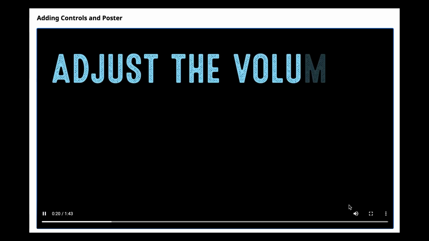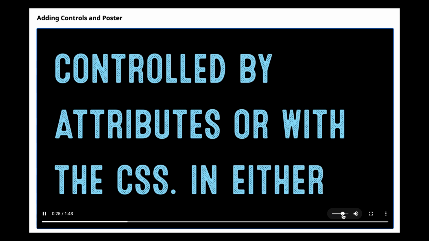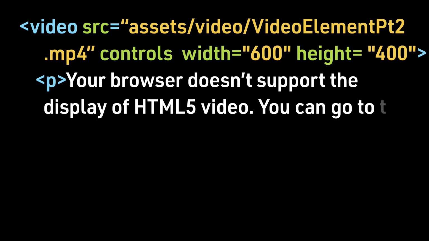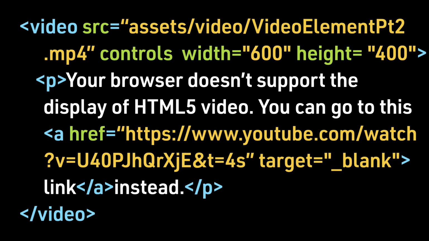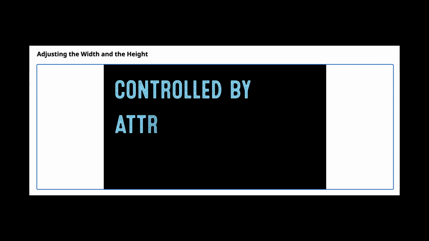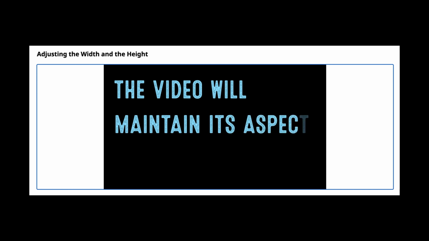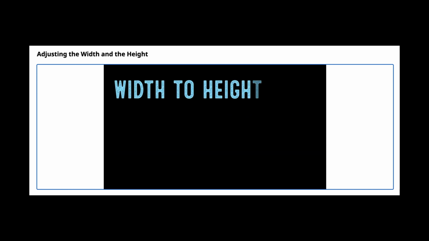The user must be able to start, stop, and adjust the volume of the video. It can be controlled by attributes or with a CSS. Finally, we will use fixed width and height. Width and height can be controlled by attributes or with a CSS. In either case, the video will maintain its aspect ratio or native width to height ratio.